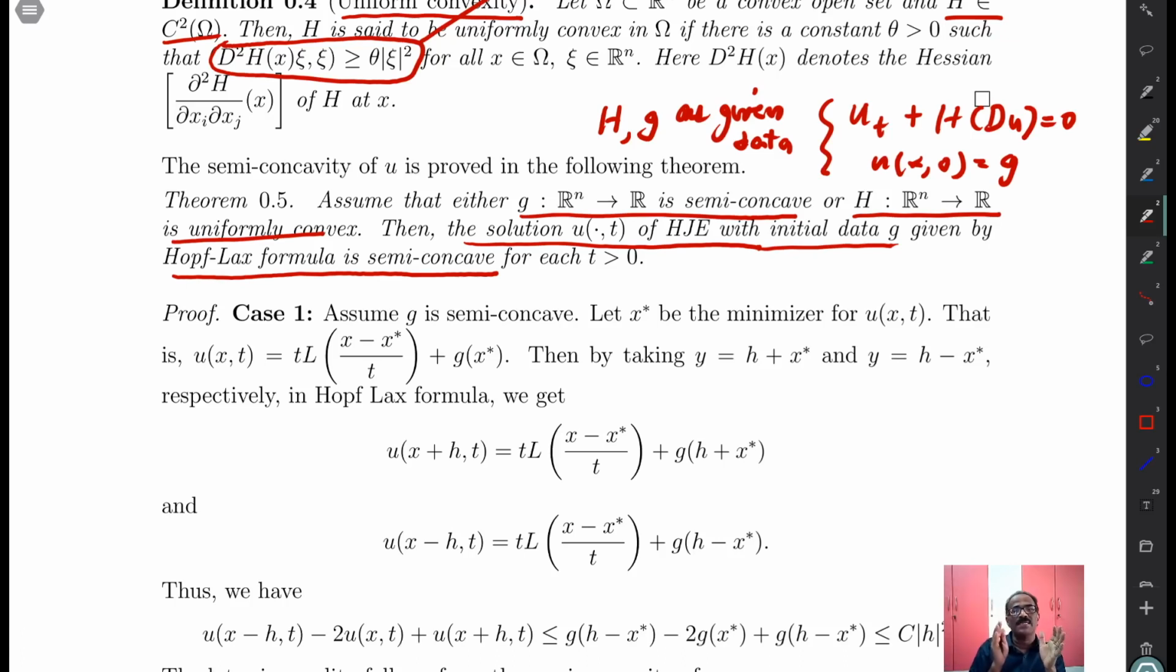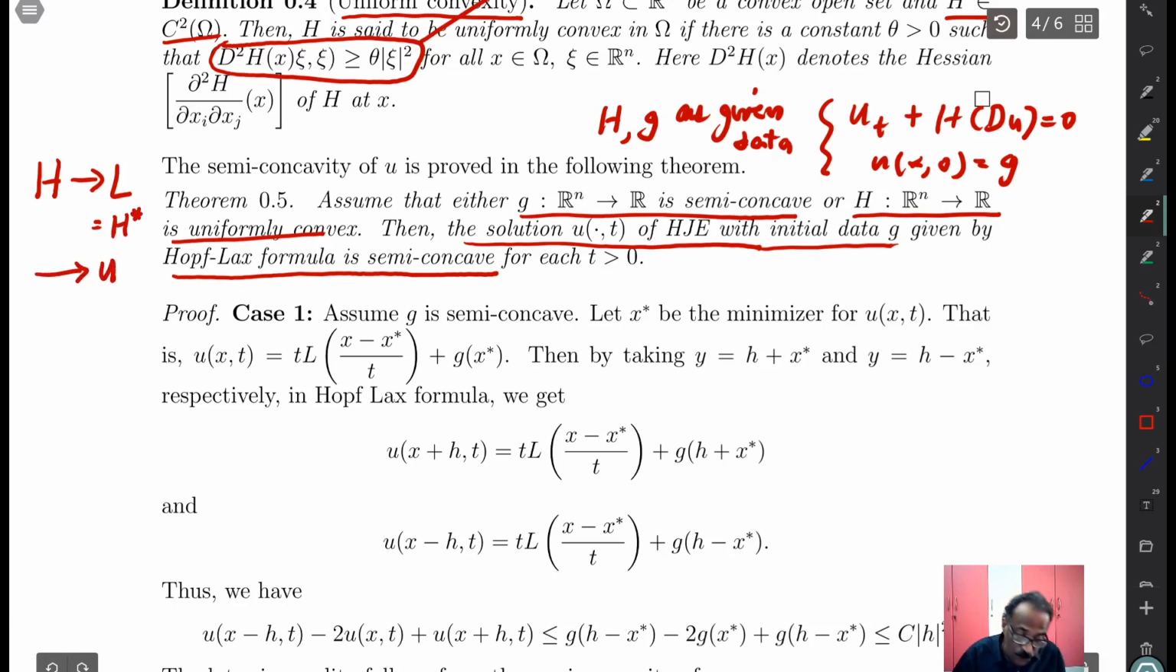With that Hamilton-Jacobi equation, H gives you L, right? Because you are assuming all those conditions: uniformity, continuity, coercivity, all that. H gives you your L star. L is equal to H star. You can define that, and that gives you your u by the Hopf-Lax formula, which is semiconcave. And the proof is a little longer.